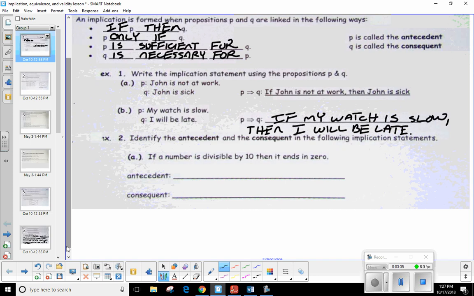Now, there's not necessarily causation here. It doesn't mean to suggest that something happens. And when we get to the truth table behavior, that's always a little strange to go over, but we'll get there in just a second. So example 2, identify the antecedent and the consequent in the following implication statements. If a number is divisible by 10, then it ends in 0. So what's the antecedent? A number is divisible by 10. Then, the consequent, it ends in 0.